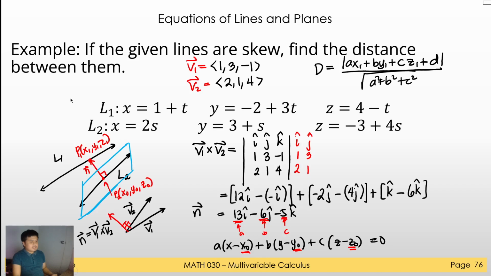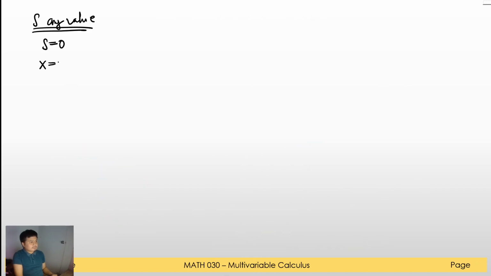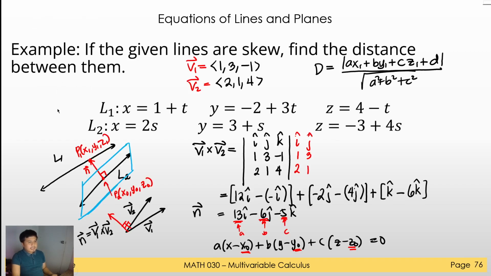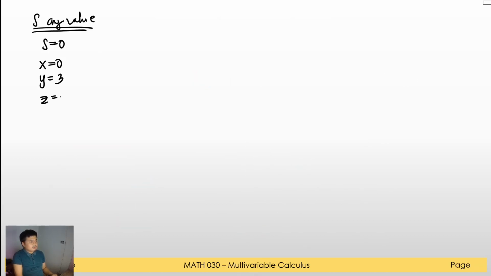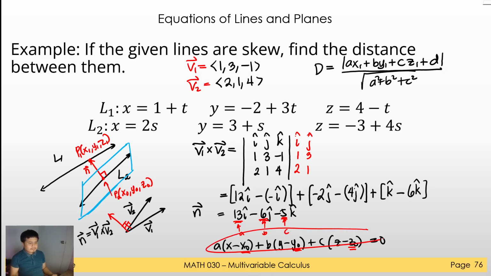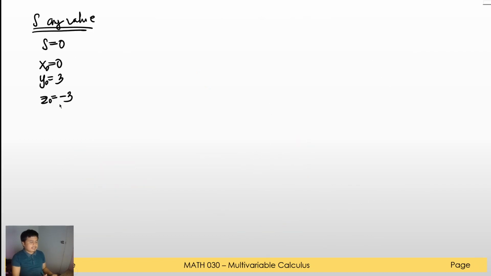So if s is equal to 0, then x is equal to 0, y is equal to 3, and then -3 plus 0, so z is equal to -3. So this is your reference point, 0, 3, and -3. Now, since we have already this given, we can solve for d. We have a, b, and c, so we have 13, -6, and -5 is equal to 0.